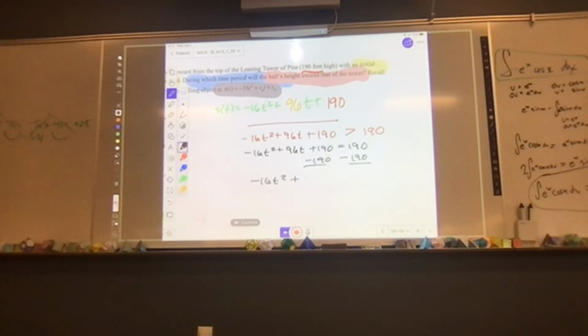When am I ever going to throw a ball off the Leaning Tower of Pisa? Well, you may not be asked to throw a ball off the Leaning Tower of Pisa, but you may be in a position where somebody asks you a question that you have to problem solve, and you take the information you've been given and substitute it into a formula to answer their question.